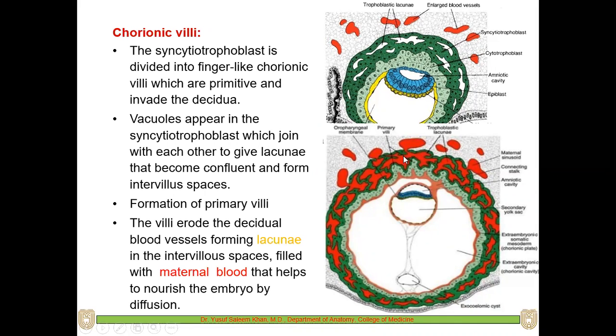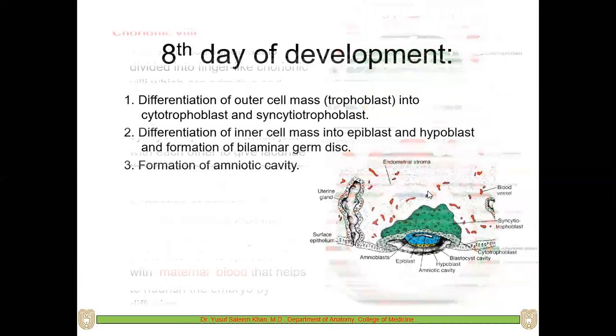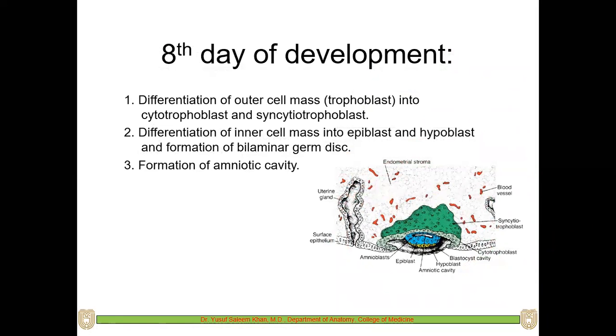Now the blood starts entering this intervillous space filled with maternal blood, which helps to nourish the embryo by diffusion. So the blood has come until here, but still it cannot nourish the embryo directly because there is still a lot of space through which it has to enter. So it will nourish the embryo by diffusion, not by direct blood flow. So till here the blood has entered. Now still it is nourishing the embryo. So this was all about the changes which take place in the second week of development.